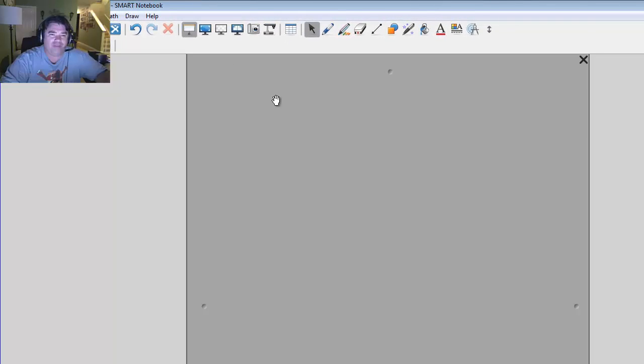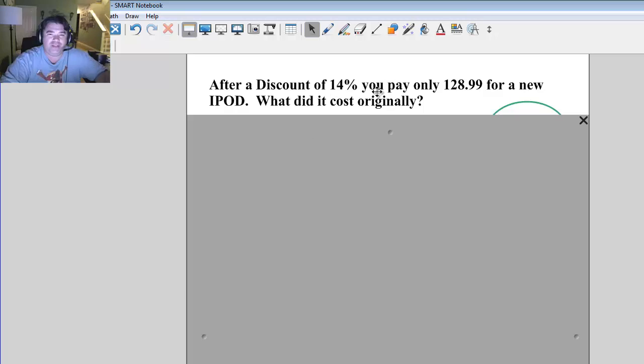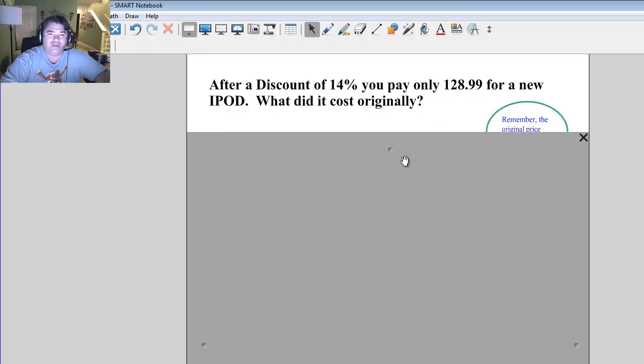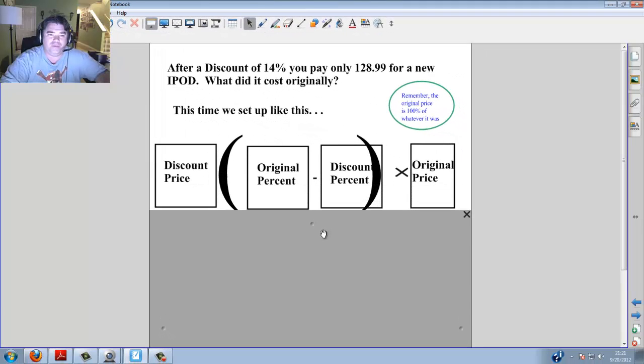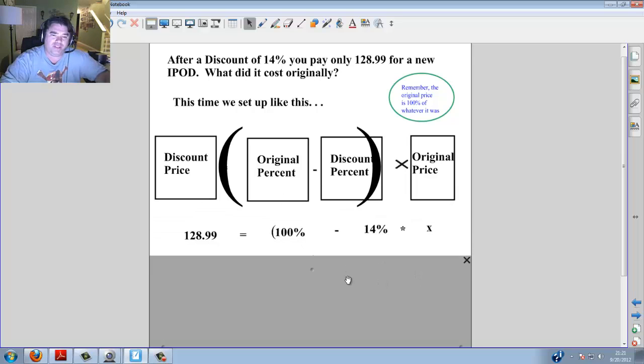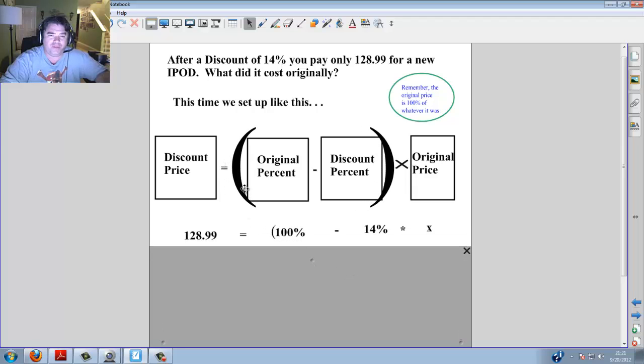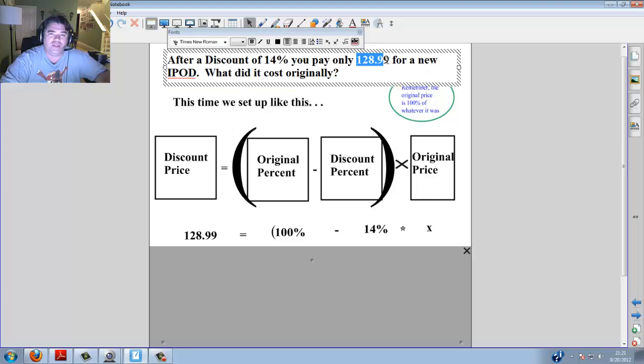Now look at this one here. After a discount of 14%, you pay only $128.99 for a new iPod. How much did it cost you originally? So in this case, let's set up the problem. Go ahead and put this down, please. Now this one looks a little different, so we're going to discuss it here. Basically what I have here is the discount price. You only paid $128.99, so that's why that's here.